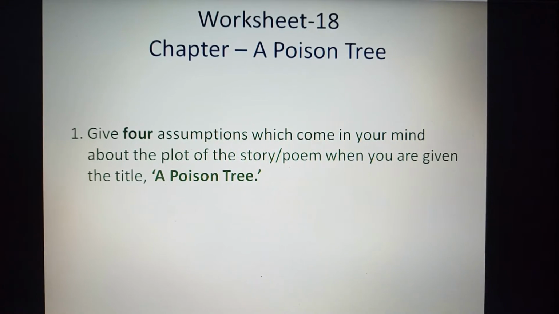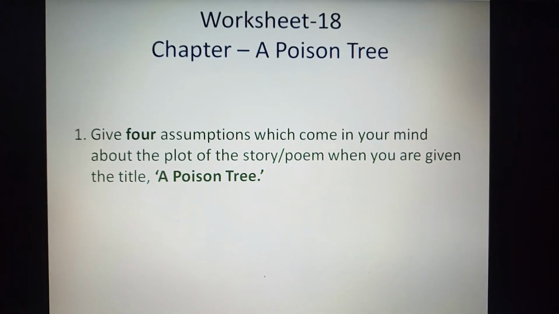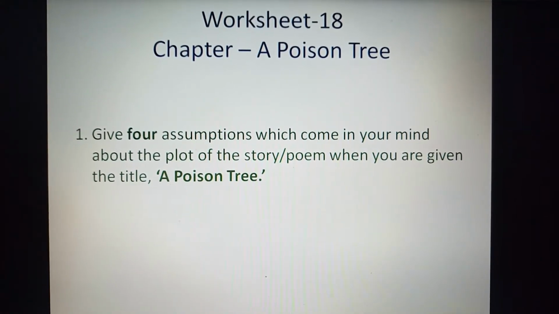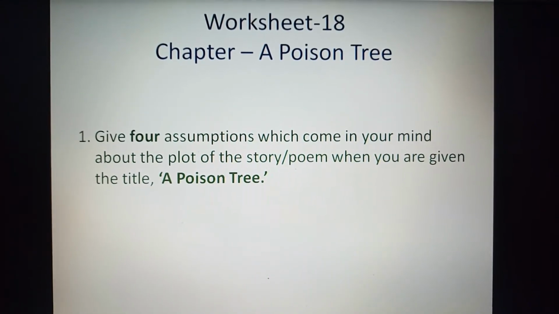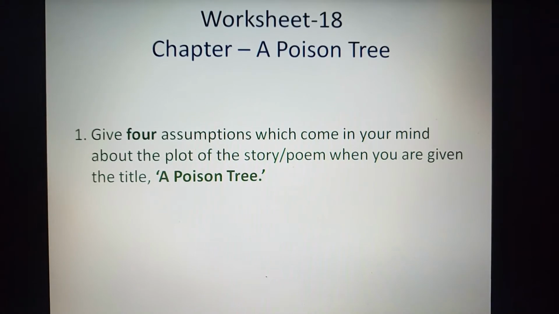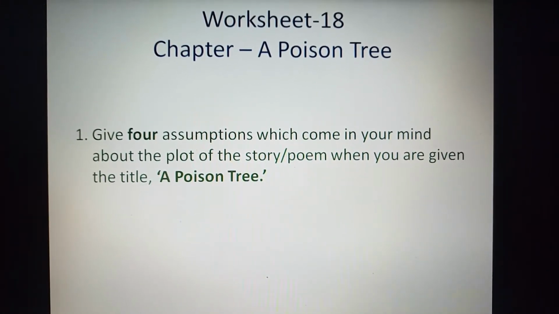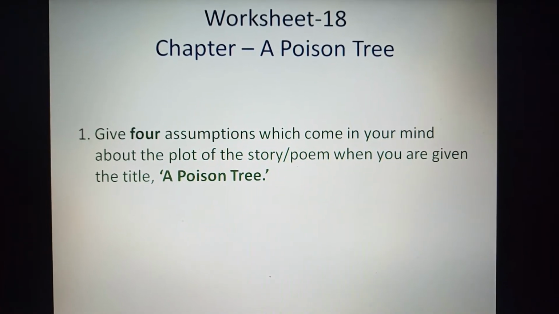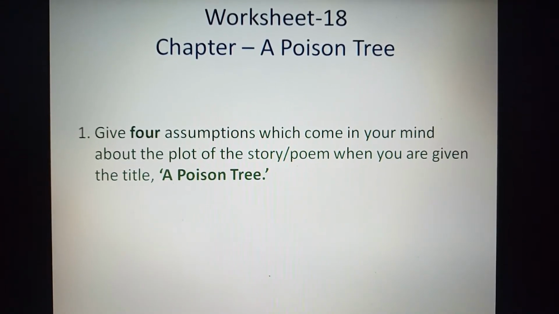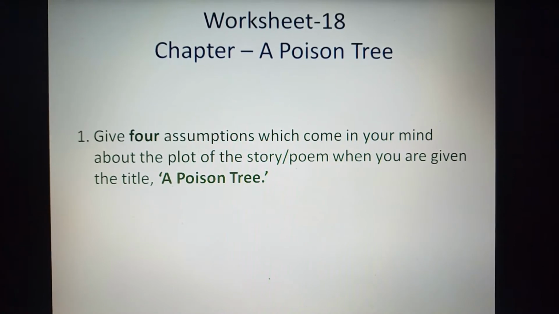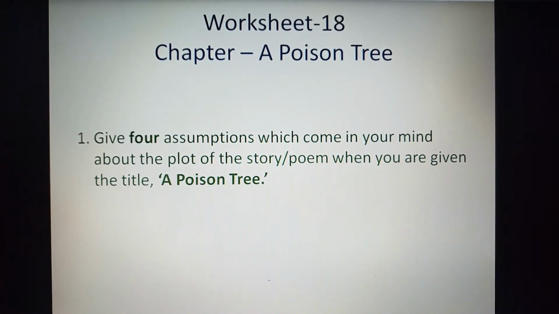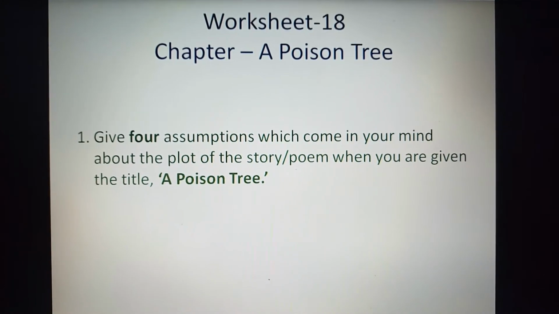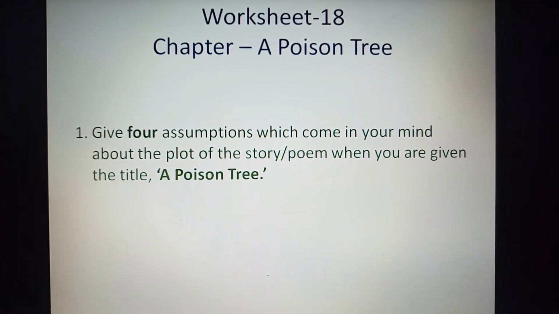Another assumption can be maybe it's a personification of a person who was so negative, who had so much hatred for people that the person was referred to as a poison tree. Or another assumption can be that maybe there was a tree in a beautiful garden where a person poisoned the tree so that whoever would pluck any fruit from that tree, he or she would die. It can be just someone's mischief.